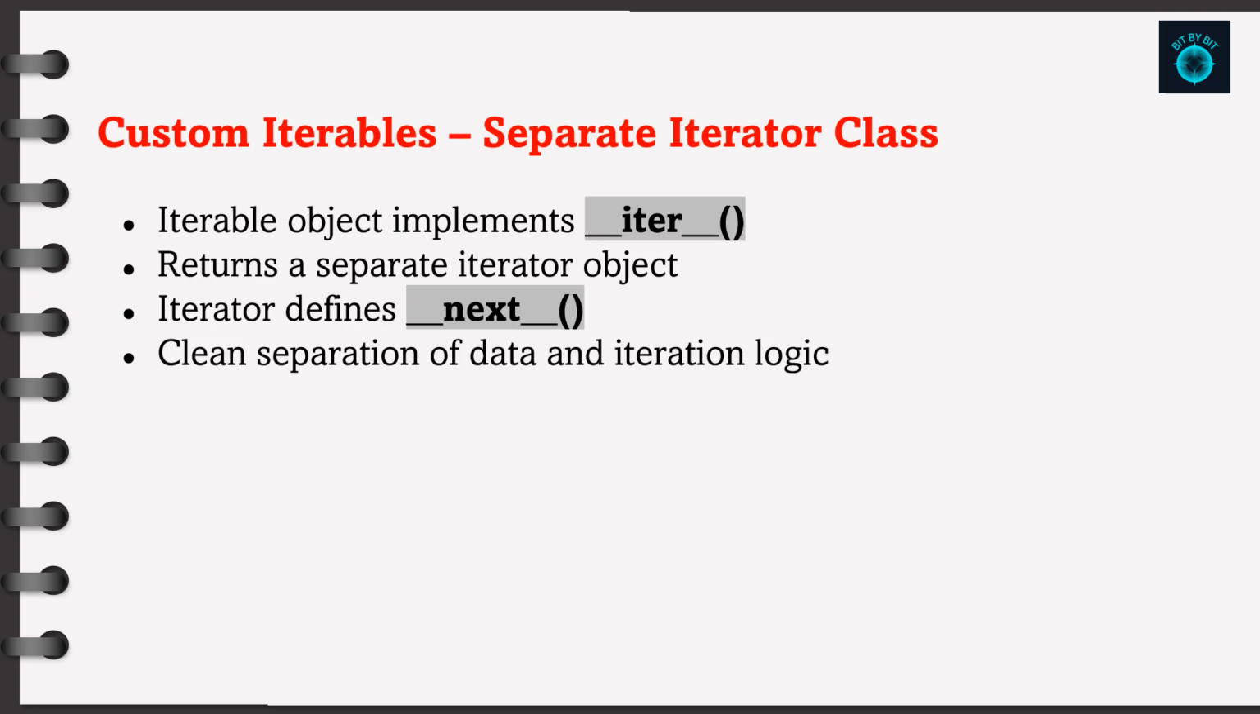Custom Iterables, separate iterator class. Sometimes it's useful to separate the iterable from the iterator itself. In this pattern, the main class implements dunder iter, which returns a separate iterator object. The iterator class implements both dunder iter and dunder next. This approach is useful when multiple iterations need to run independently, or when we want to keep the data and iteration logic cleanly separated. Let's walk through a simple example.